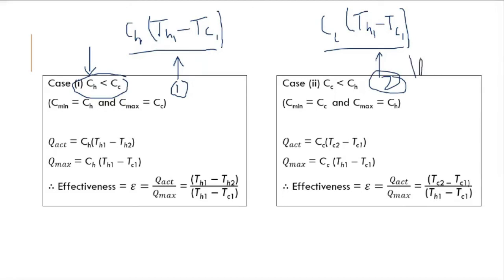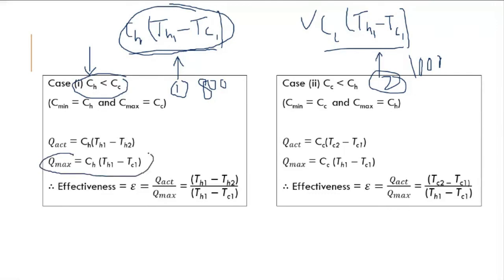So can we say that this will be equal to 1000 watts and this will be equal to 800 watts, if this is the case? What is Q max value? Whether it is 1000 or it is 800? What is the maximum heat transfer between the bodies? 800. Or can I say that Q max value is CH times TH1 minus TC1? Yes, sir. Okay. So for this case, Q max value is CH times TH1 minus TC1.